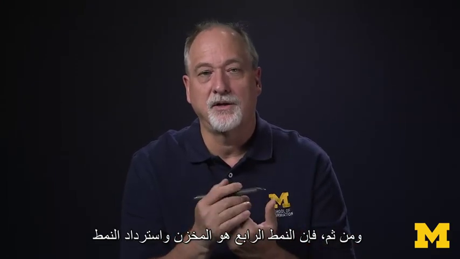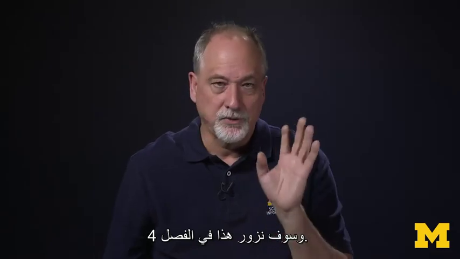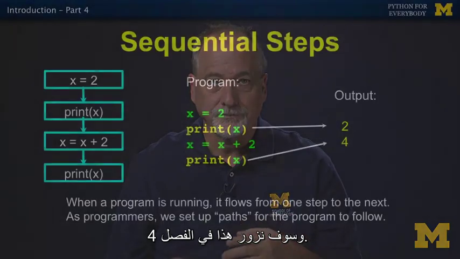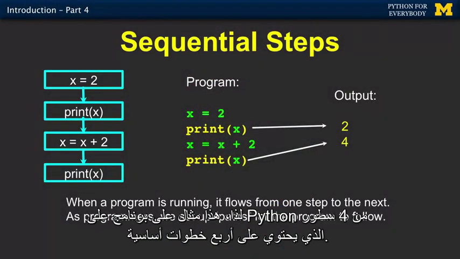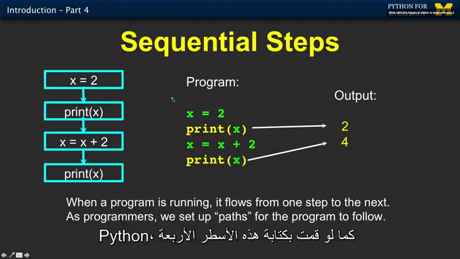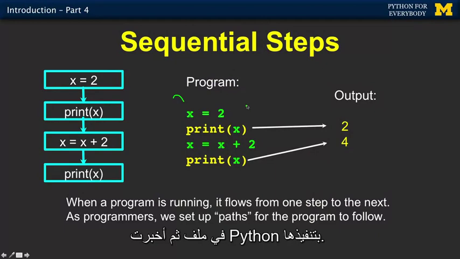And then the fourth pattern is the store and retrieve pattern, which we will visit in Chapter 4. So this is an example of a 4-line Python program that has 4 basic steps. Python, as if you type these 4 lines into a file and then told Python to execute them.